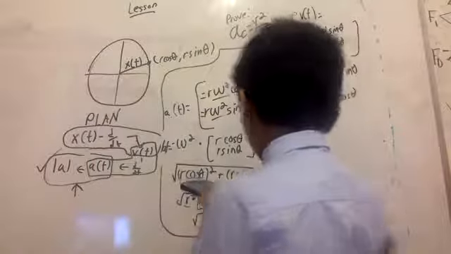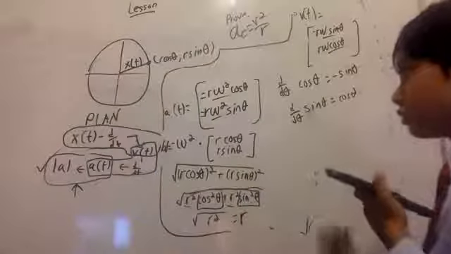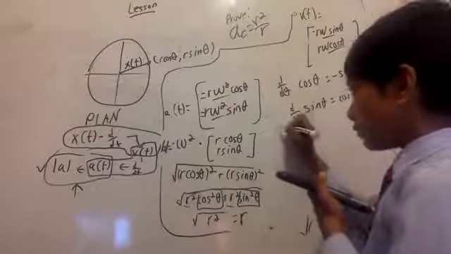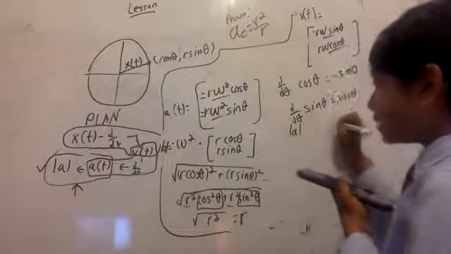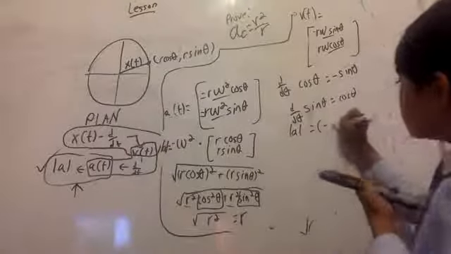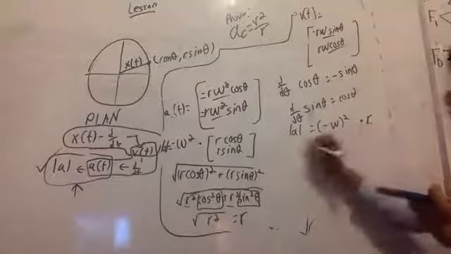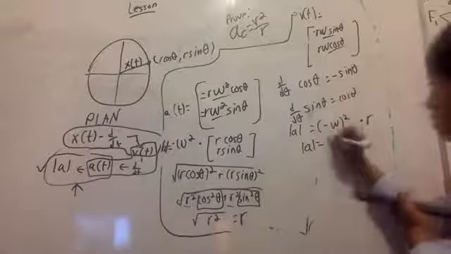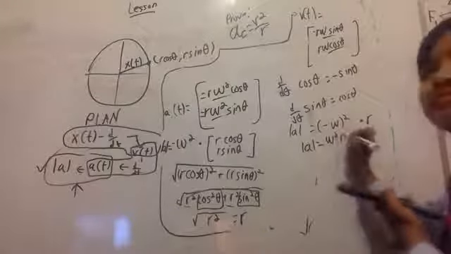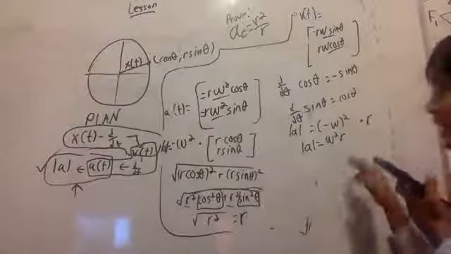So this just leaves us with root r squared, which is r. Which means that the magnitude of a is minus w squared times r. Whoa, that's crazy, Professor. Do you remember what that is?